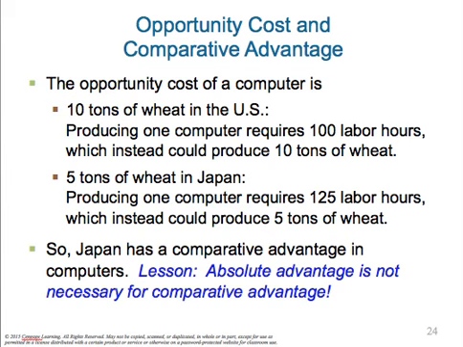What is the U.S. giving up to produce computers? They're giving up a higher volume of wheat production to produce computers than Japan is. Japan can produce computers at a lower opportunity cost, so they have a comparative advantage.